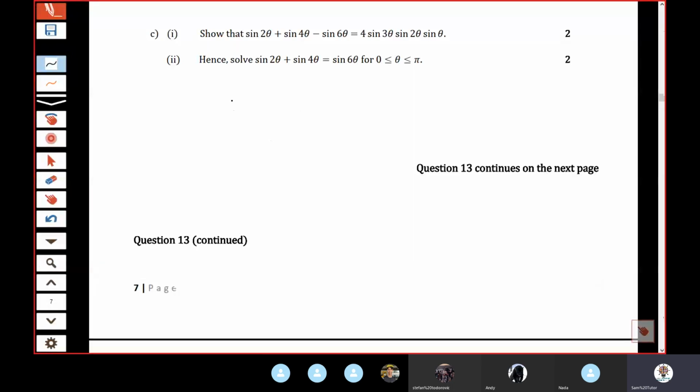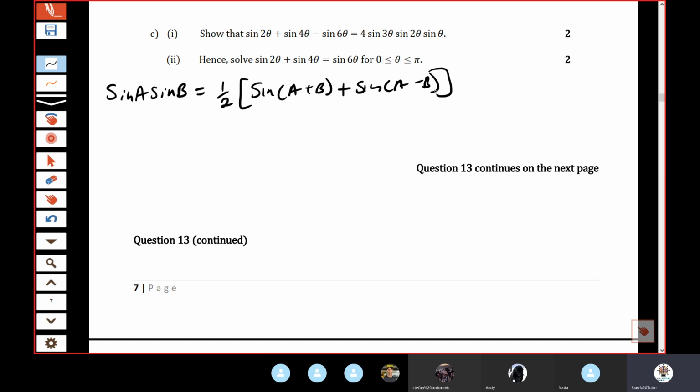All right. So which one are we going to use? Sine. Who's got the formula out for us? Half sine A plus B plus sine A minus B. Sine A plus B, plus sine A minus B. All right, let's do it.